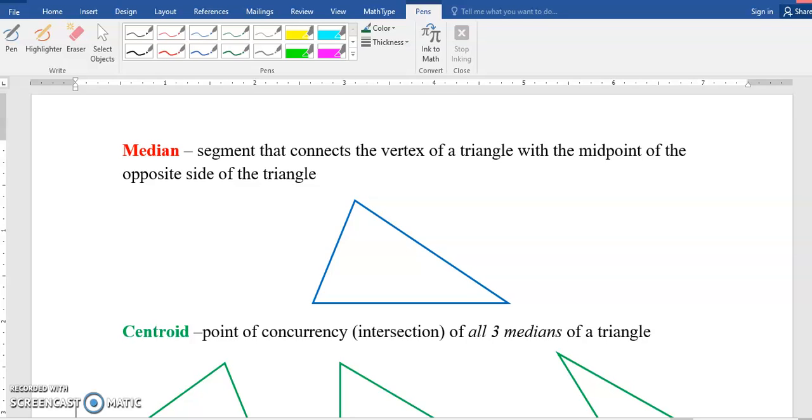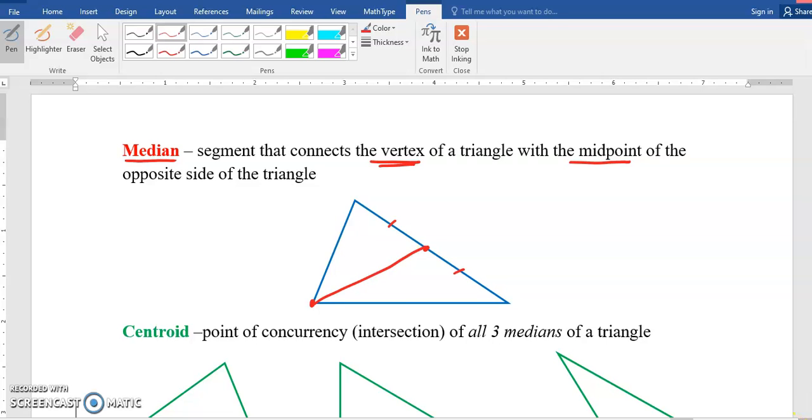So, two more types of points of concurrency. If we have medians, that word median means middle, so it connects a vertex of a triangle with the midpoint of the opposite side. So you pick a vertex, and if you go to the midpoint of the opposite side, that would be a median. You can get that from any vertex.